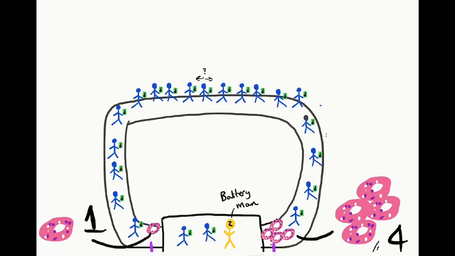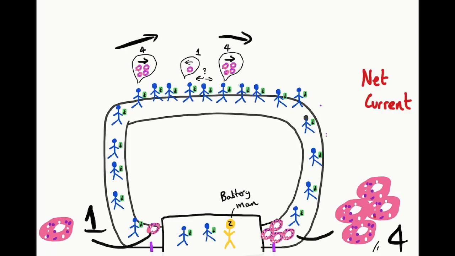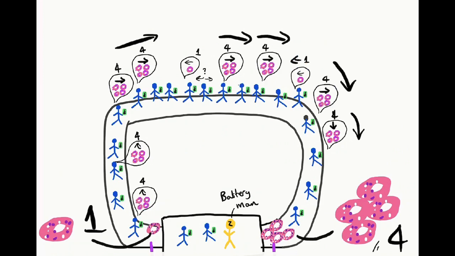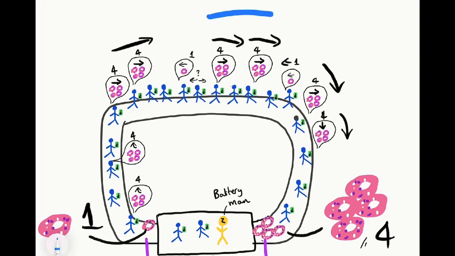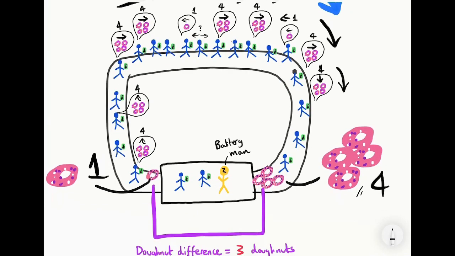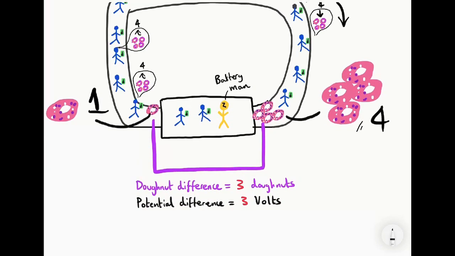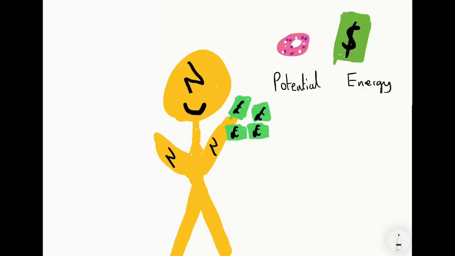So the majority of electrons move towards the 4 donuts, and if the majority of electrons move in one direction, we say that there is a net current. And this is all because of the potential difference created across the ends of the battery by battery man. So battery man is a happy battery. He's realized his dream of converting potential into kinetic energy.